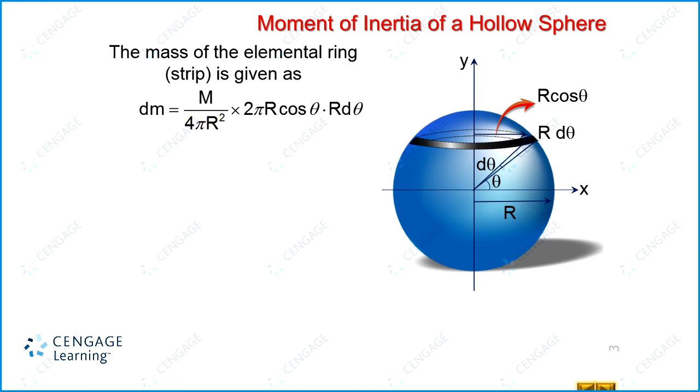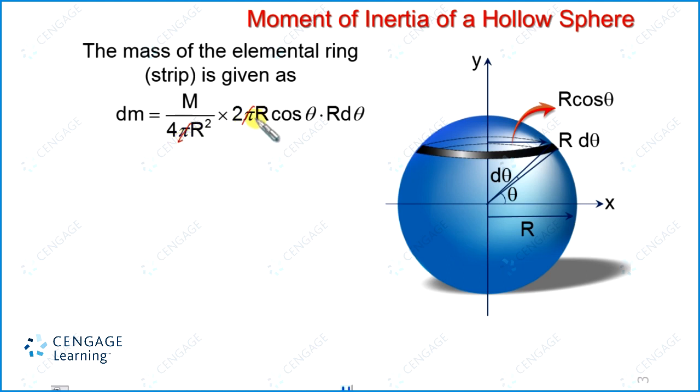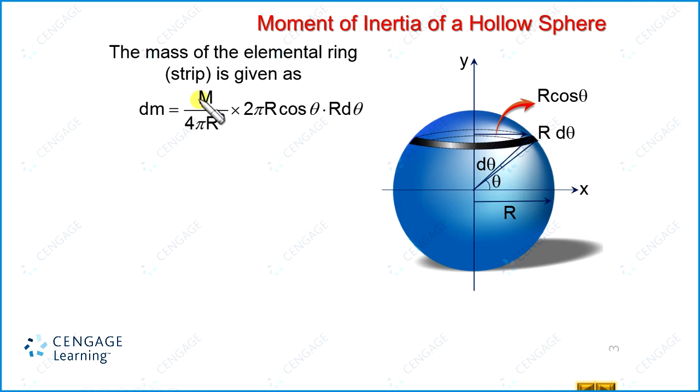Now you can observe this pi and this pi will get cancelled. This R square will also cancel with this R square, and this is 2, this is 4. So this should be 2. That means the mass of this elemental ring should be equal to M by 2 cos theta d theta. We got the mass, and this is a ring, and we know the formula for the moment of inertia of a ring about the axial axis, that is equal to M R square. And for this elemental ring, the mass is this one, radius is R cos theta.